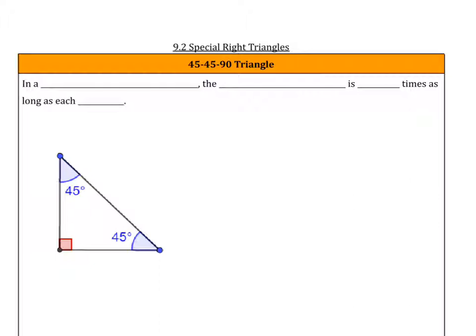So the first triangle we're going to talk about is the 45-45-90 triangle. It is called the 45-45-90 triangle because it has two 45-degree angles and one 90-degree angle. So this is how we identify it. One other thing I want to note is that the 45-45-90 triangle is a right triangle because it has a right angle, but it is also an isosceles triangle because it has two congruent angles, which also means I have two congruent sides. So just keep that in mind.